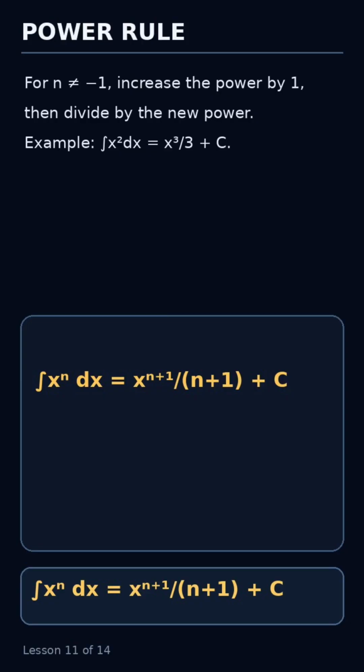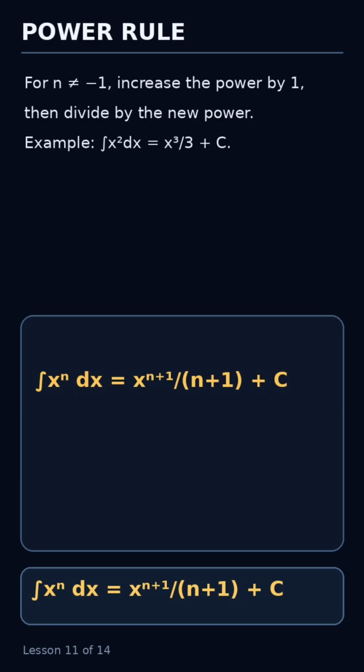It is called the power rule. Suppose we have x to the power n. To integrate it, first increase the power by 1, then divide by the new power. So, the integral of x to the power n dx equals x to the power n plus 1 divided by n plus 1, plus c. This works as long as n is not minus 1. Let's take an example. The integral of x squared dx: increase the power from 2 to 3, then divide by 3. So the answer is x cubed divided by 3 plus c.